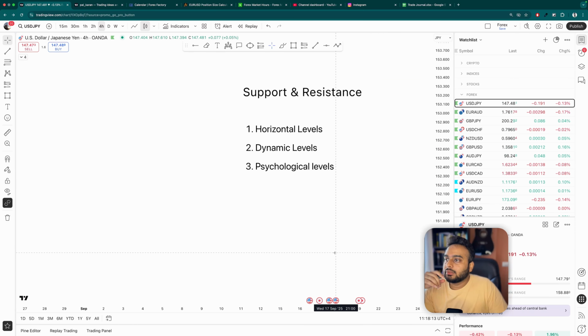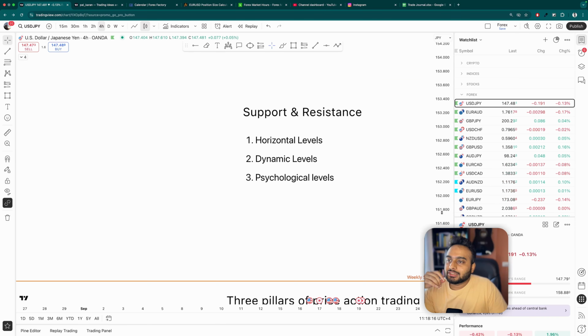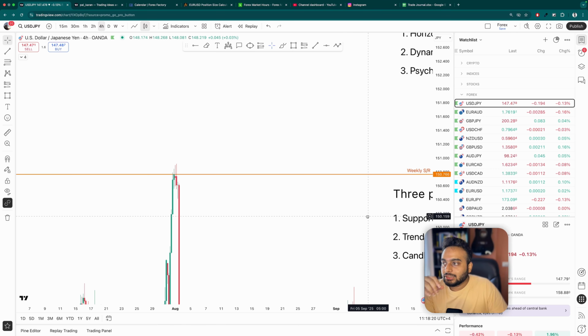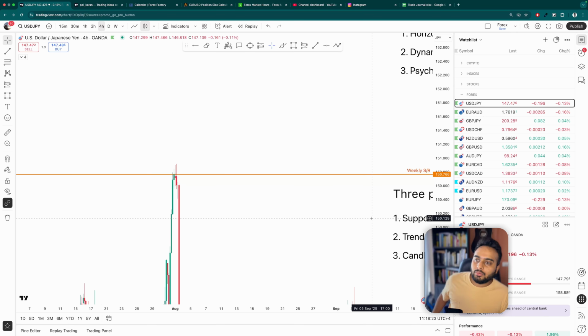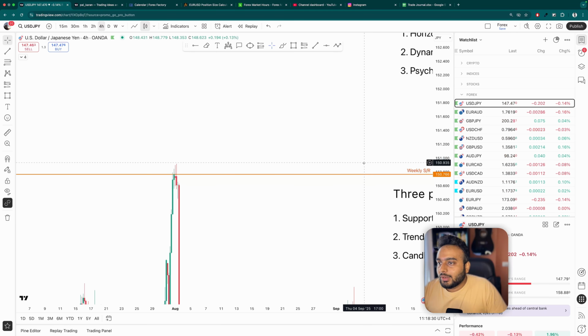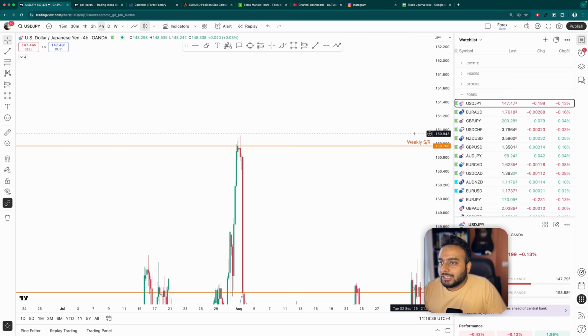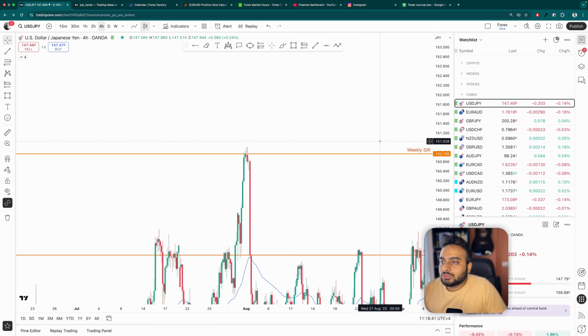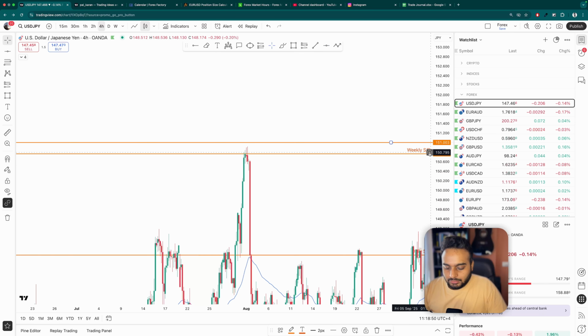Now we are done with dynamic levels. Now there are psychological levels. This is very important. I'll tell you how. Imagine a psychological level of 151.00. The price did react before at 150.90, but it is very close to 151. So, in short, the resistance level of 151 is very difficult to break.